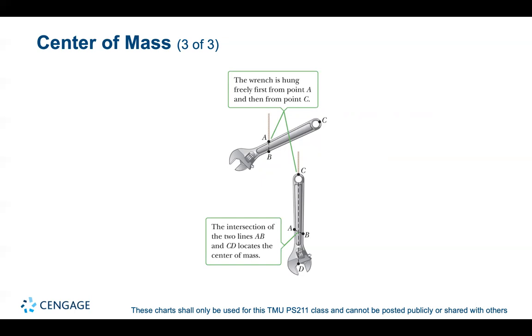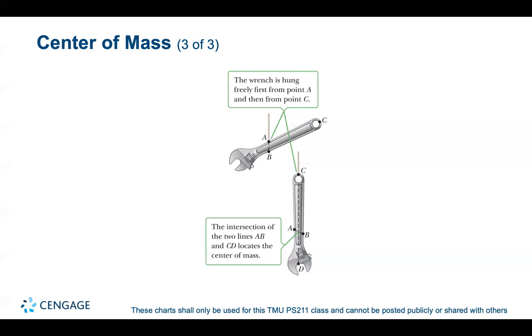The center of mass of an irregularly shaped object, such as a wrench, can be determined experimentally by suspending the wrench from two different arbitrary points as shown in the figure. The wrench is first hung from point A, and a vertical line AB, which can be established from the plumb bob, is drawn where the wrench is in equilibrium. The wrench is then hung from point C, and the second vertical line CD is drawn. The center of mass coincides with the intersection of these two lines.